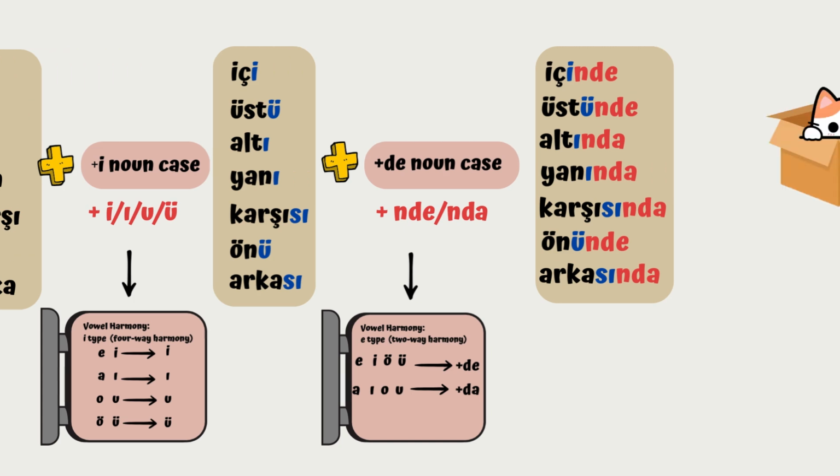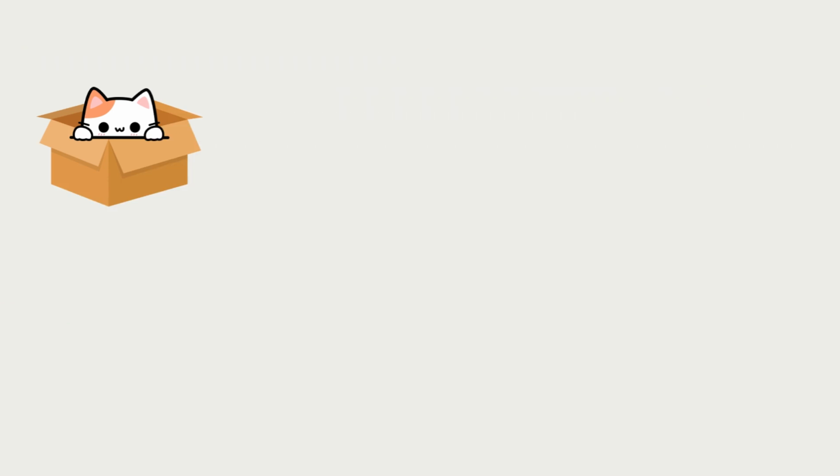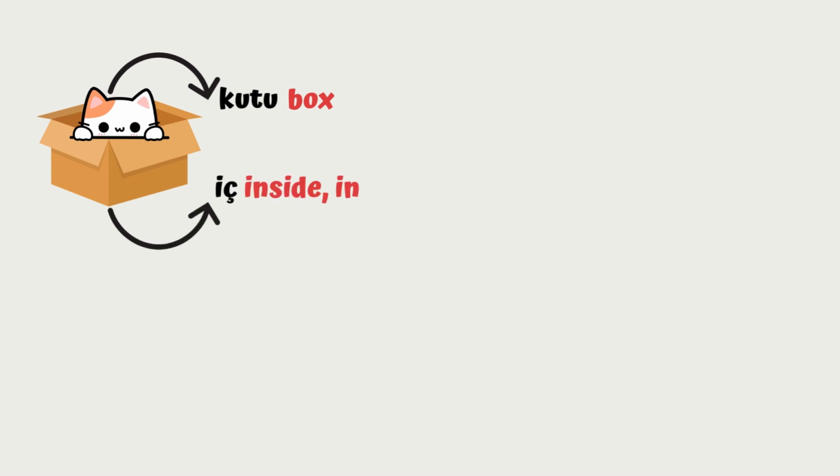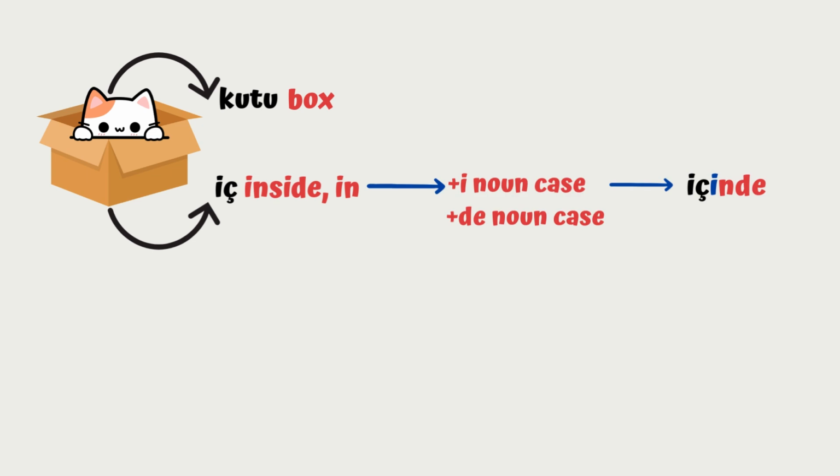So we're not done yet. Let's take a look at this picture. So there's a cat inside of the box. So we have box, kutu. And we need the postposition, preposition of place, iç, which means inside, in. So far we studied what happens to iç, right? So we put e noun case and de da noun case. So iç, içi, and then içinde.